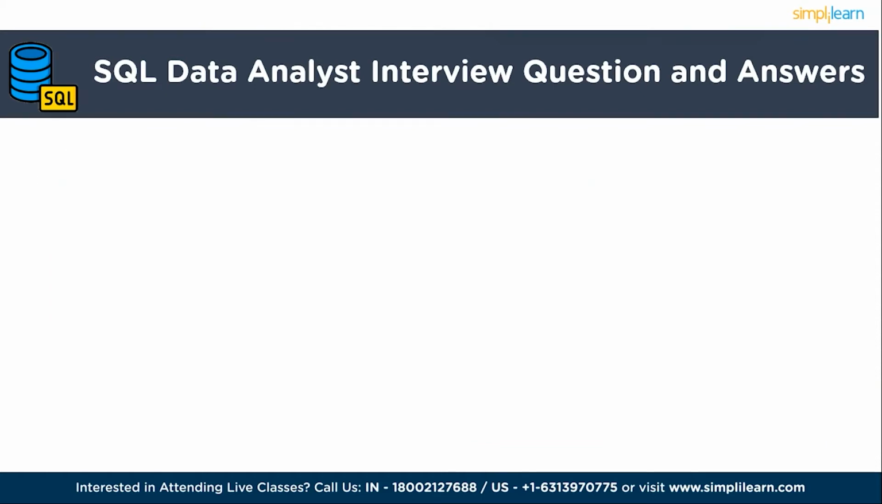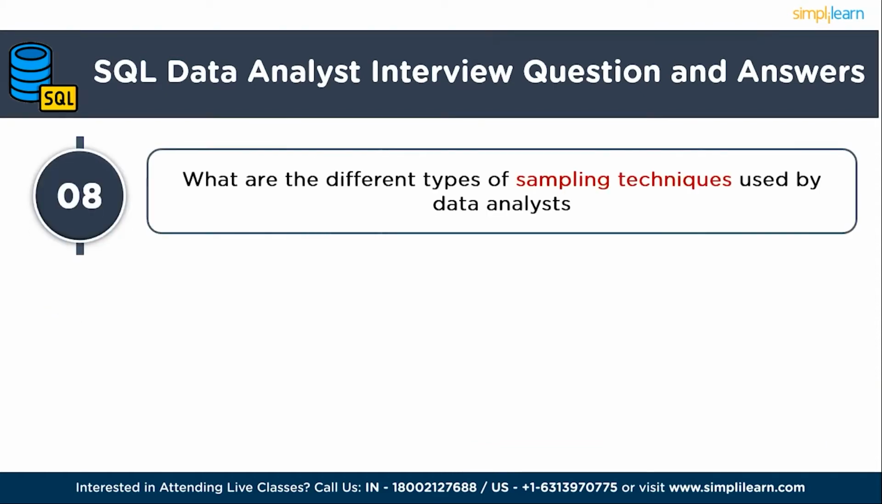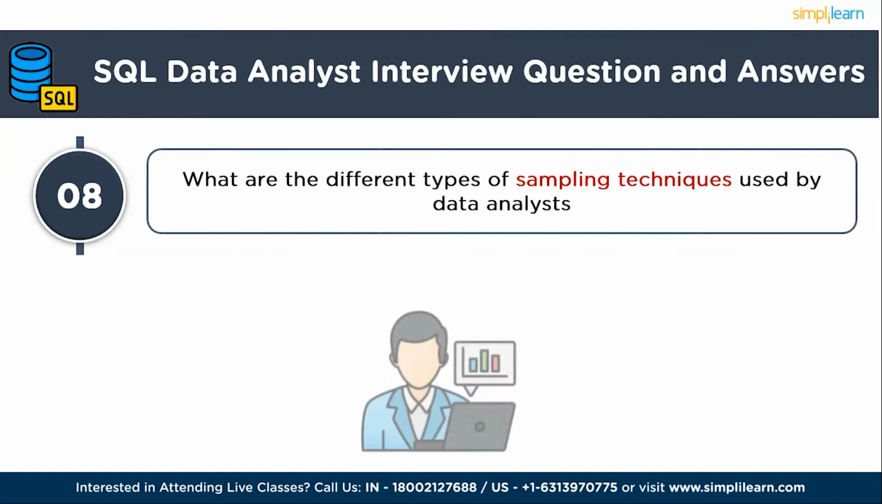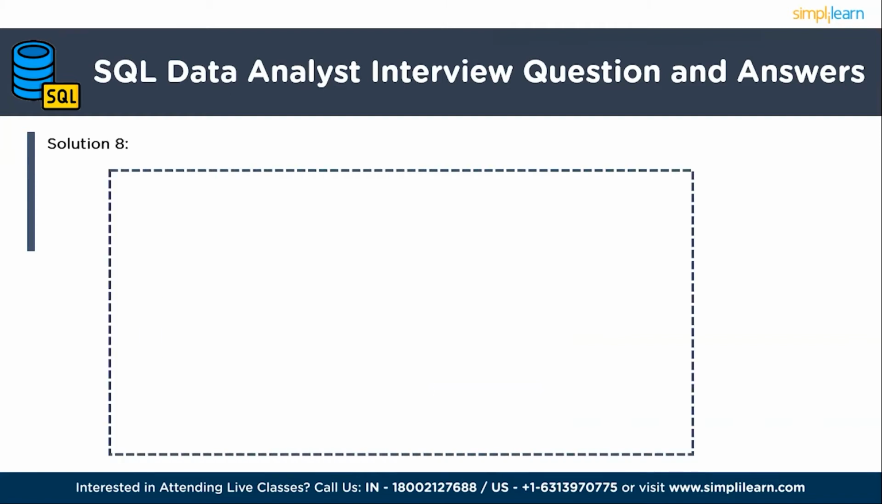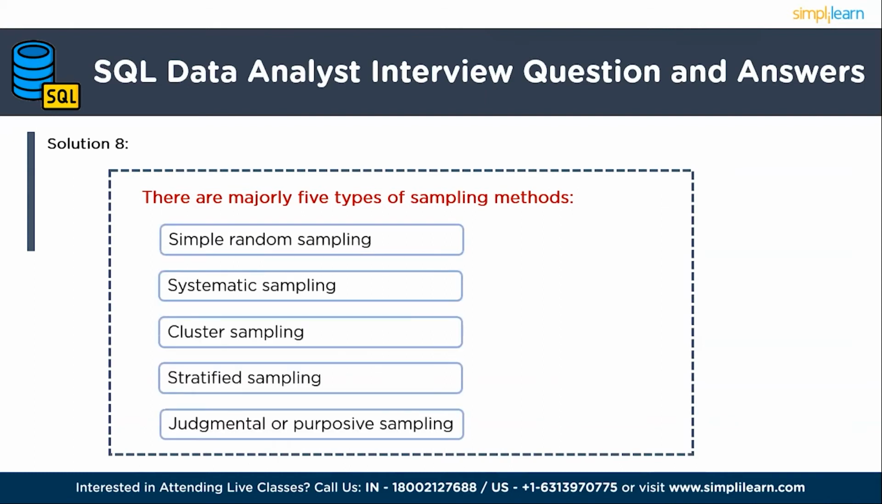Moving on to the next question, that is what are the different types of sampling techniques used by data analysts. So we'll talk about sampling first. Sampling is a statistical method to select a subset of data from an entire data set to estimate the characteristics of the whole population. And there are majorly 5 types of sampling methods. Number 1 is simple random sampling. Number 2, systematic sampling. Number 3, cluster sampling. Number 4, stratified sampling. Number 5, judgmental or purposive sampling. So this was all about the sampling techniques used by data analysts.